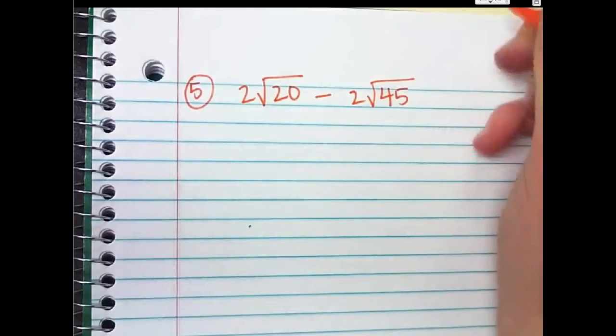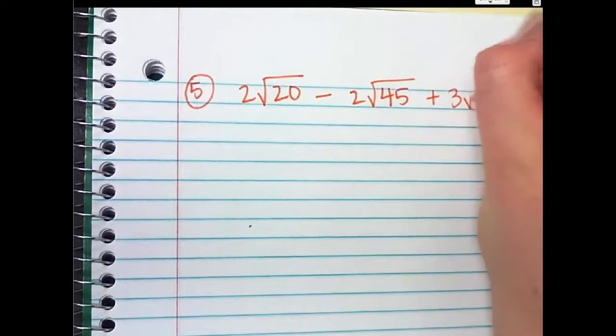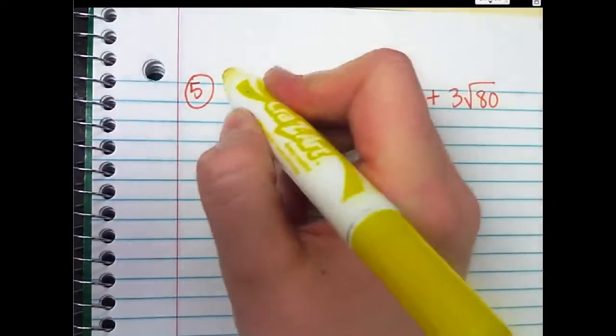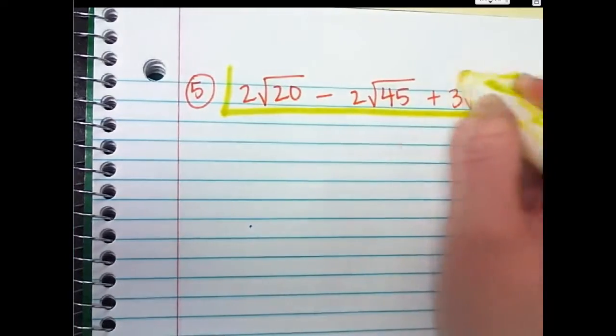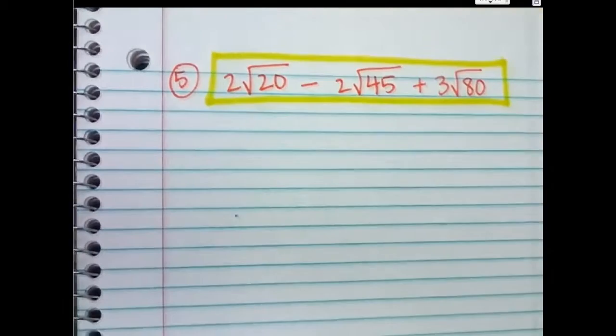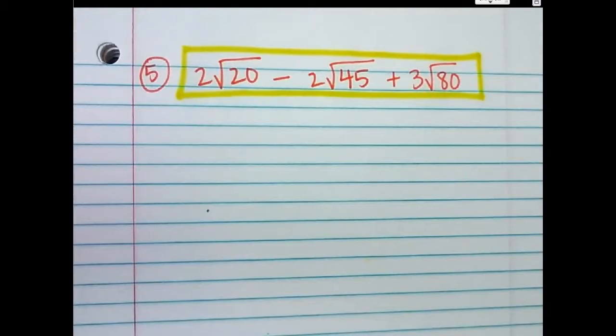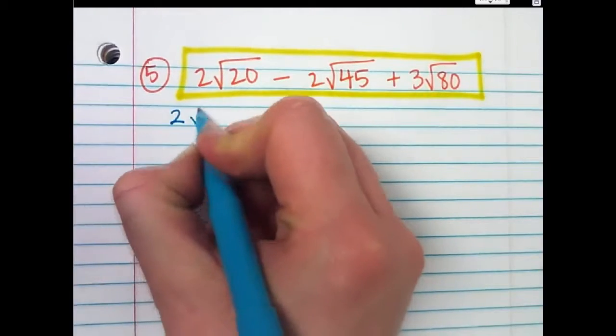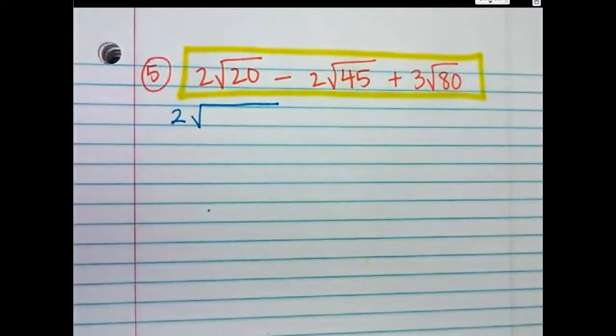So sometimes we'll have numbers in front, so you just have to be really careful that you don't forget about those numbers. So as you break each one down, just make sure you bring this number with you. So like when you're splitting up that 20, just rewrite that 2 in front so you don't forget it.